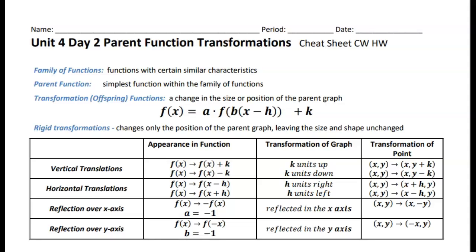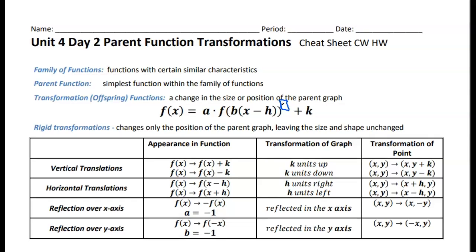The parent function is the simplest function in that family of functions. So your basic x squared, your basic absolute value of x, all 9 parent functions we talked about last block. Today what you focused on was the transformation functions or offspring of that parent when numbers are added around the function. Okay, so the location depends on what variable it is. So this is the generic layout for any function.